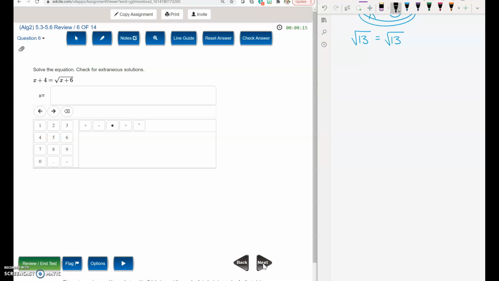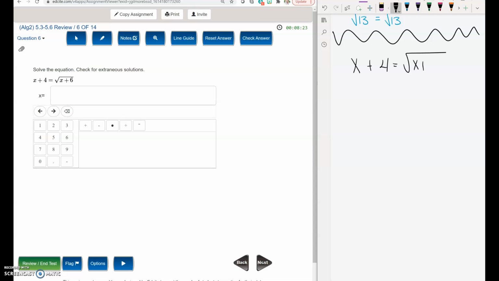This is the problem that a lot of people miss, so I want you to really make sure you focus on this problem. To get rid of the radical on the right side, you need to square both sides. Notice I'm putting parentheses around the x plus 4 when I square it. That means it's x plus 4 times itself. That will give us x squared plus 4x plus 4x plus 16.